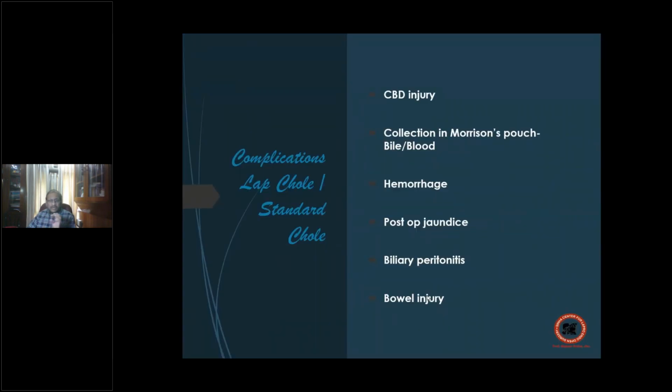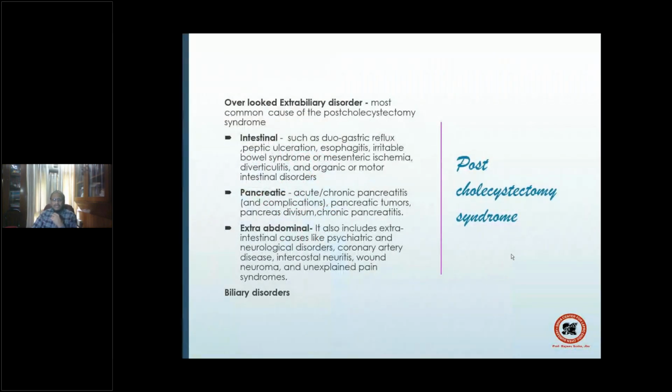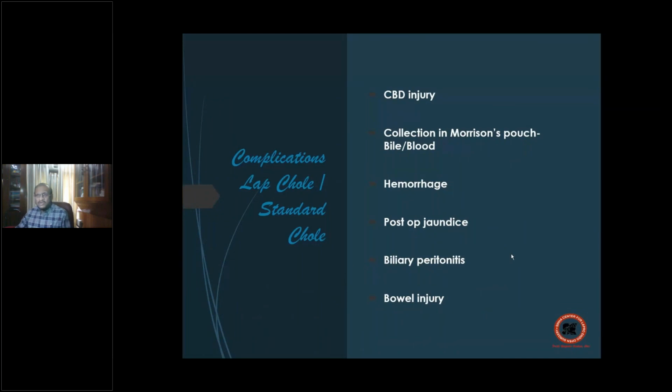We're just mentioning the complications of laparoscopic cholecystectomy, and the standard of care we'll talk about next time. So you're doing a cholecystectomy, you're looking at the possibility of a CBD injury, collection in the Morrison's pouch of bile or blood. You're looking at hemorrhage. You're looking at post-operative jaundice. You're looking at biliary peritonitis. You're looking at bowel injury. I think that should be enough for today, and we'll be talking about the post-cholecystectomy syndromes next time.